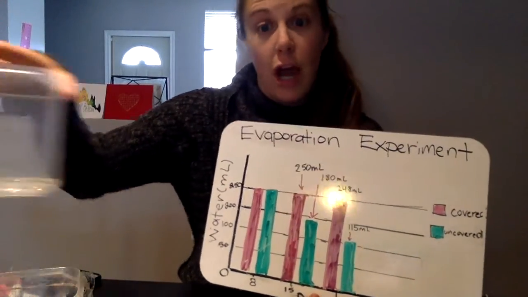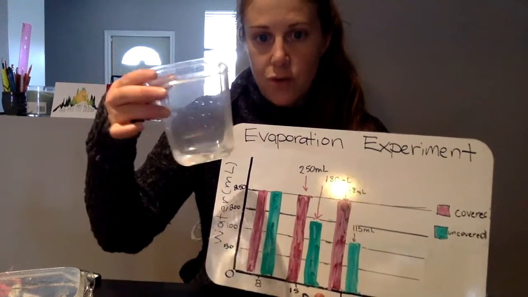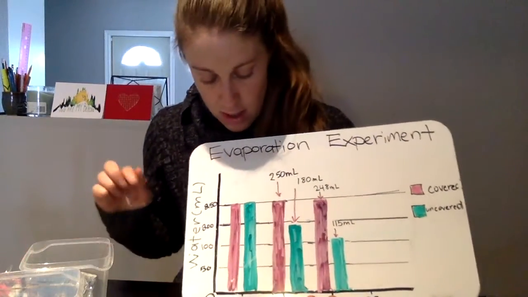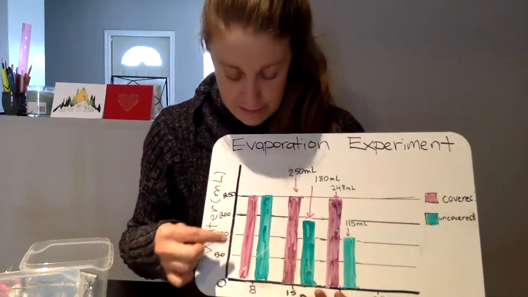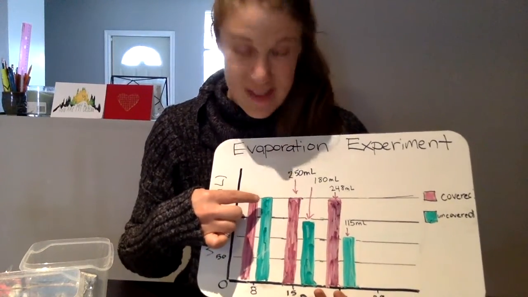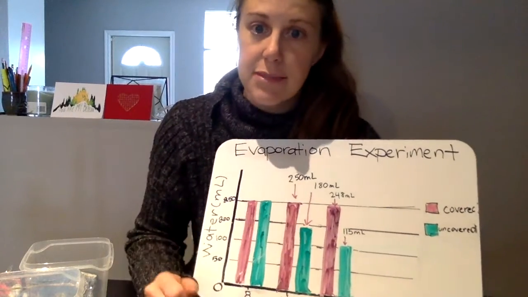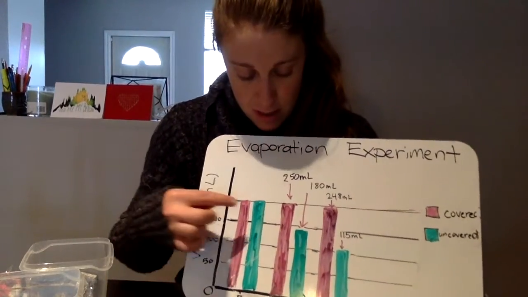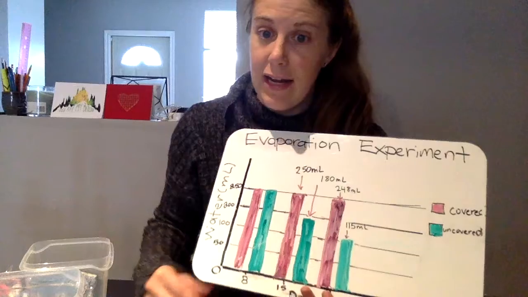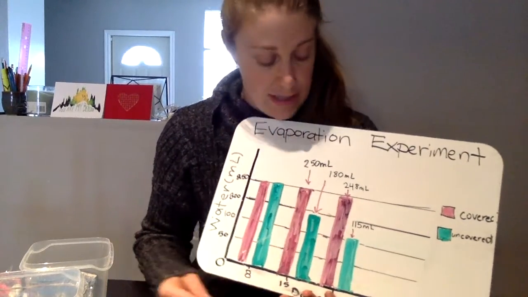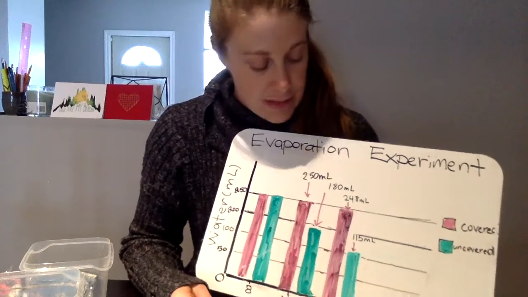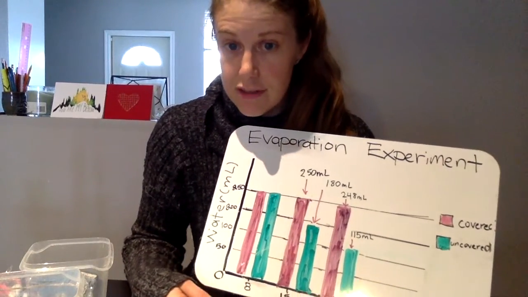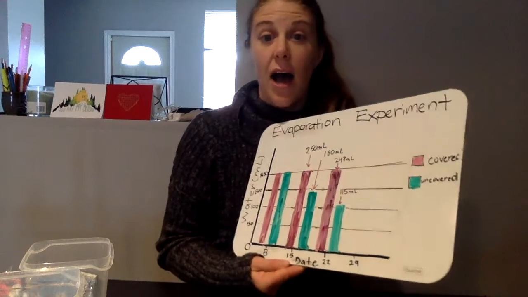Then we can look at the green bars, and they show us how much water is in the uncovered container. We started out just like we did in the covered container with 250 milliliters of water, but our green bar is getting smaller every week. That means that there's less and less water in that container each time we measure it. After 1 week, there was 180 milliliters of water left in our uncovered container. And after 2 weeks, there was only 115 milliliters of water left. Now, we're going to measure how much there is this week, and I think it's going to be even less.